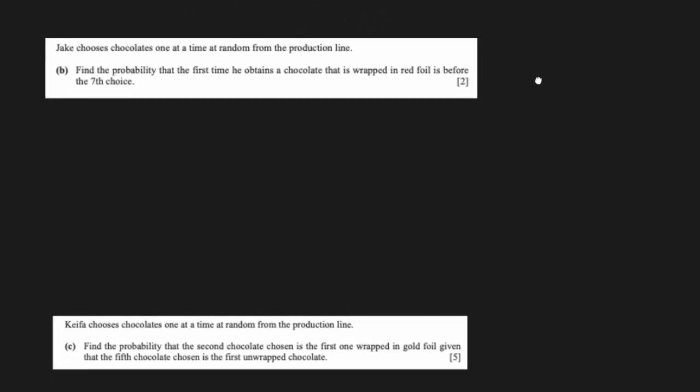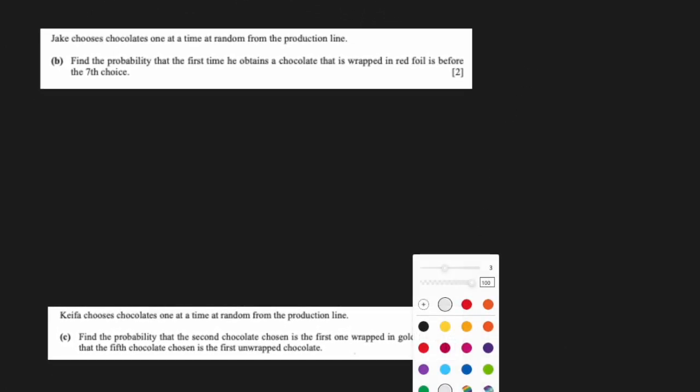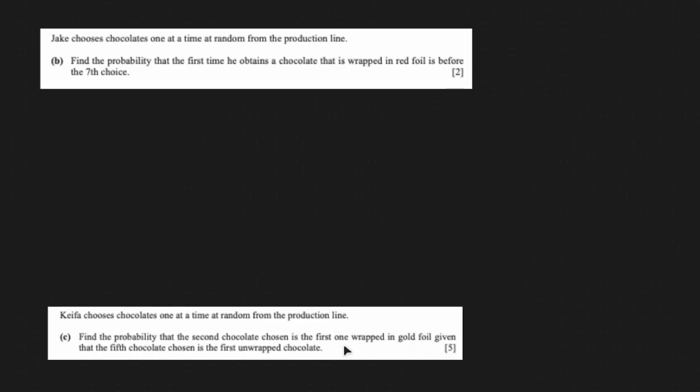Part B. Jake chooses chocolates one at a time from the production line. Find the probability that the first time he obtains a chocolate that is wrapped in red foil is before the seventh choice. So red foil is your success. Probability will be 0.25 again. Then failure will be 0.75. And we want the first time.